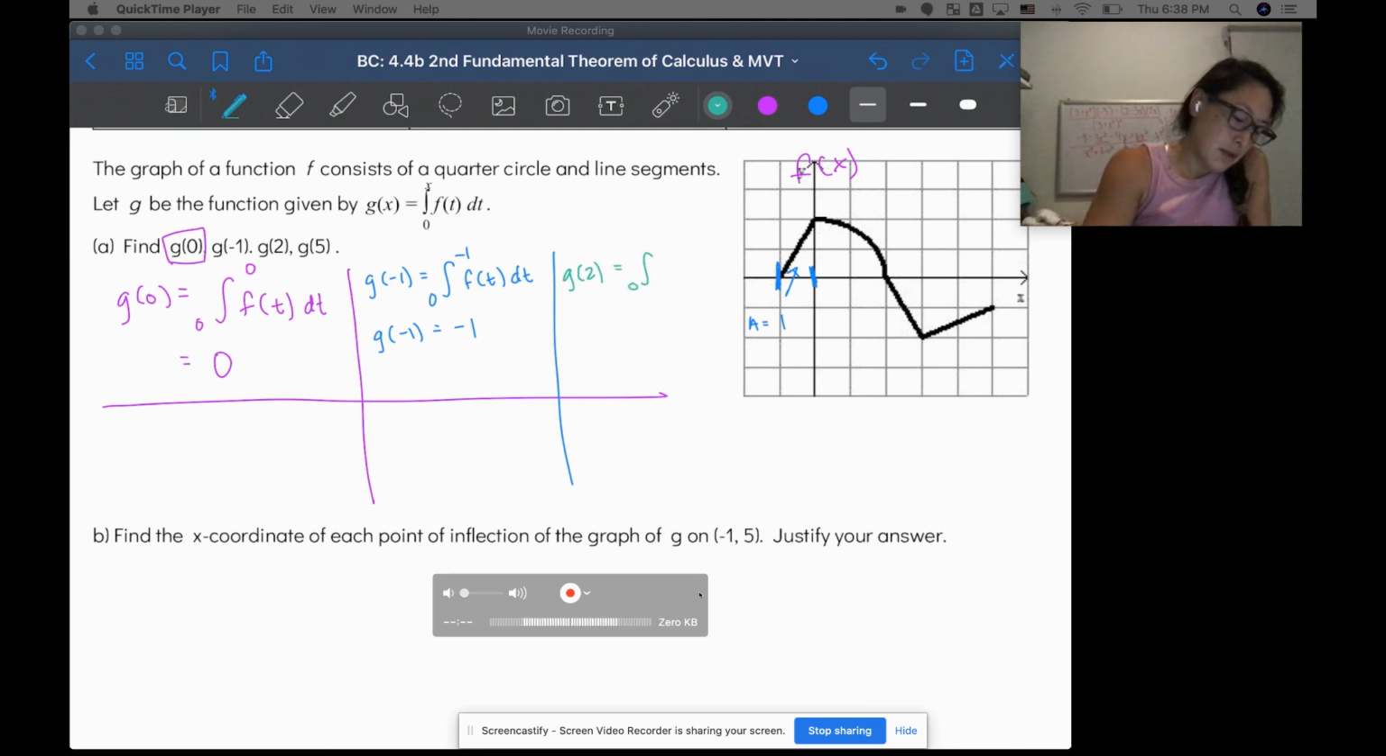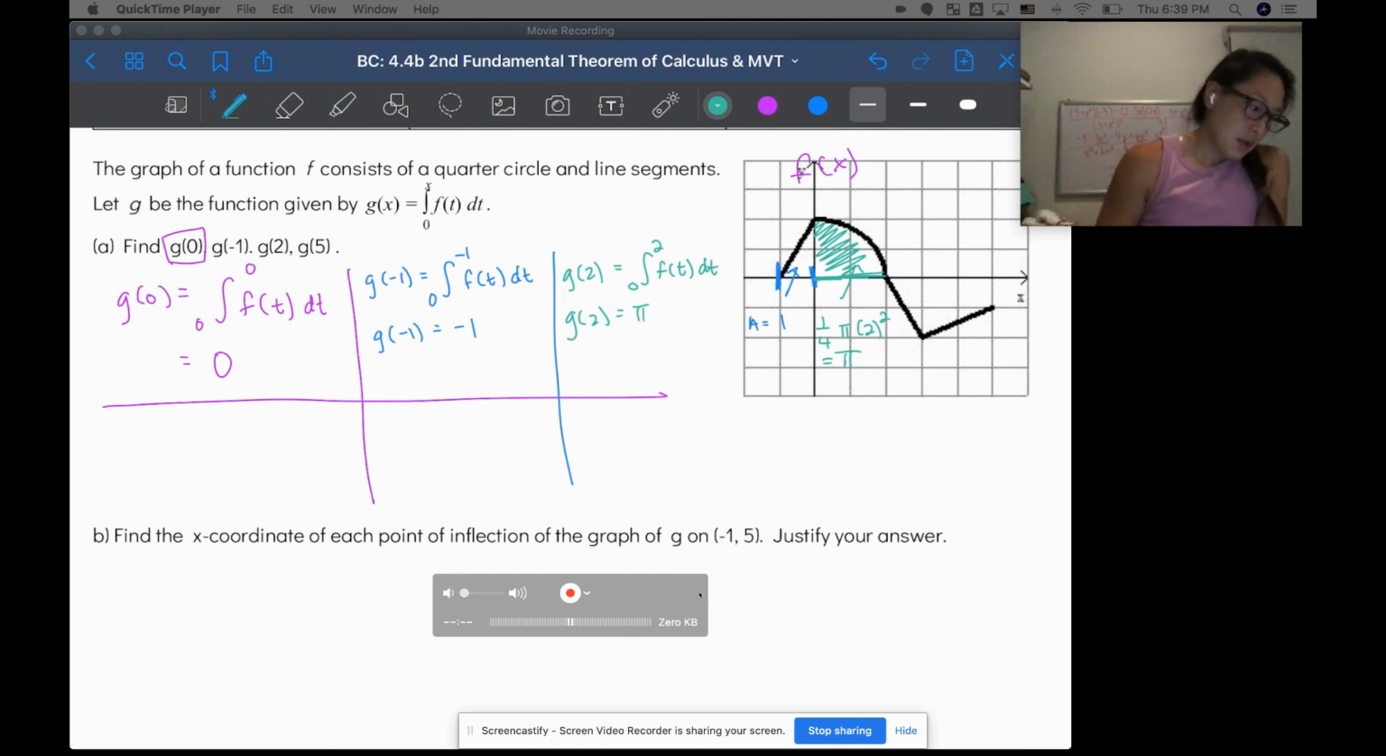All right, number 3, g of 2. We're going to start with 0 and move to x equals 2 of f of t dt. So our g of 2 is from 0 to 2, the area under the curve is a circle. It's a quarter of a circle. So 1/4 pi r squared, the radius is 2, so 2 squared. So that gives me an area of pi.